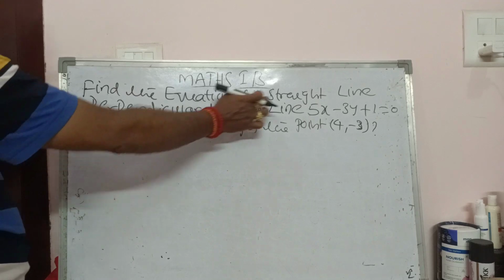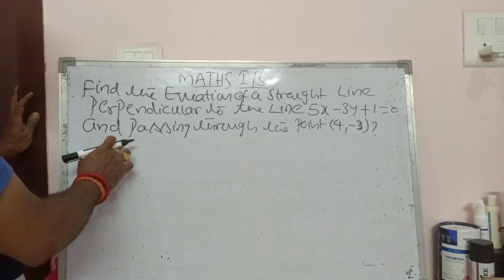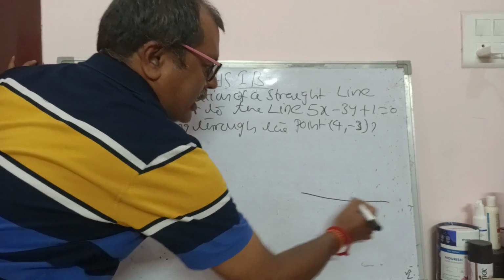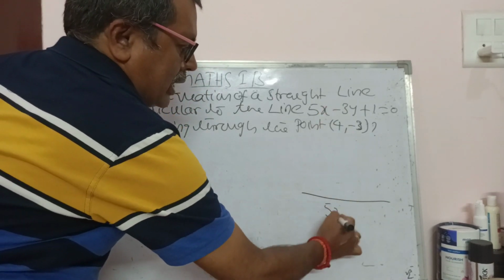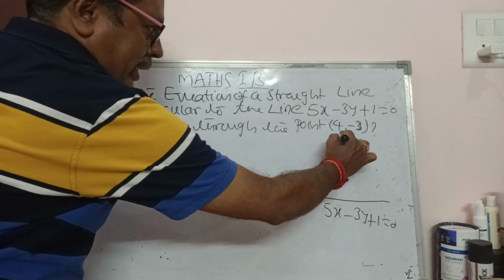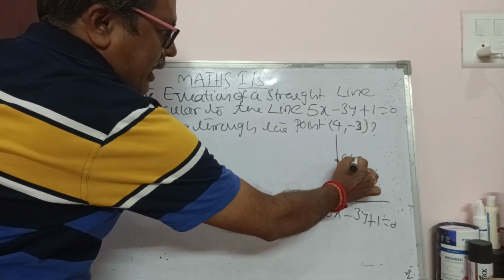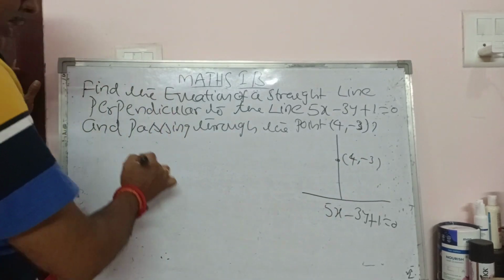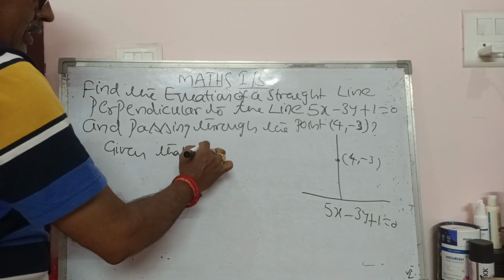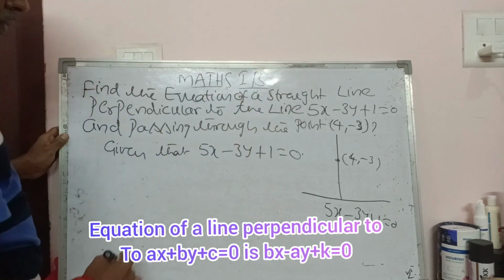Find the equation of a straight line perpendicular to the line 5x minus 3y plus 1 is equal to 0 and passing through the point 4 comma minus 3. Let us assume that this is an equation of a line 5x minus 3y plus 1 is equal to 0. We have to find out another line equation which is perpendicular to this one and passing through the point, let it be 4 comma minus 3. So here the given line equation is 5x minus 3y plus 1 is equal to 0.